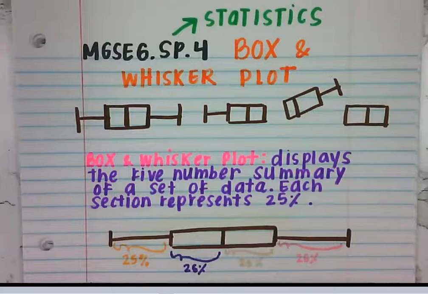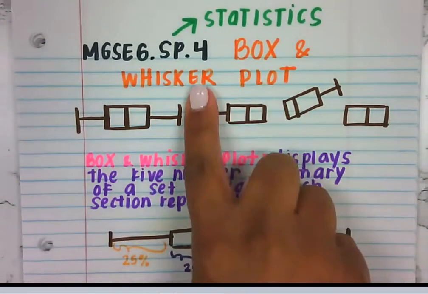All right, students, we are still in the statistics unit and we are moving forward. We talked about mean, mode, range. We talked about all those things. We talked about graphing, and we're going to continue talking about graphing, but not just a dot plot or a histogram. We're going to be talking about now what we call a box and whisker plot.